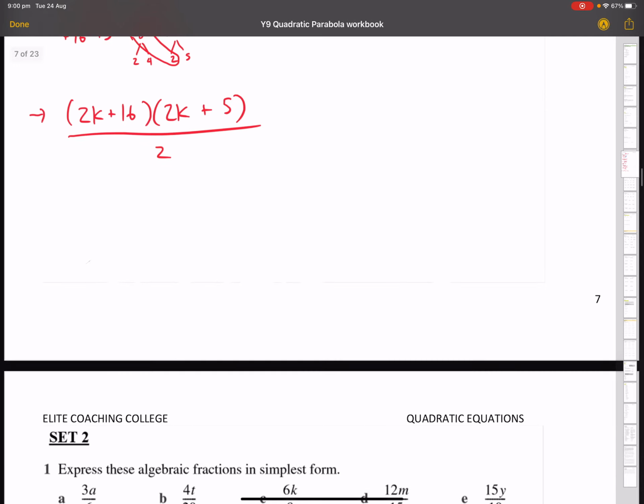Now again, we're going to factorize one of the terms out. I can't factorize this one, but I can do this one here. So I'm going to take a 2 out, and I'm going to have what's left inside, which is k plus 8. And on this side, I'm going to have 2k plus 5, the whole thing divided by 2.